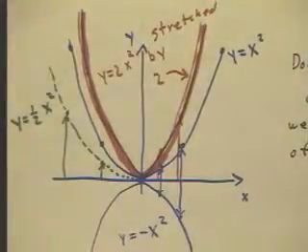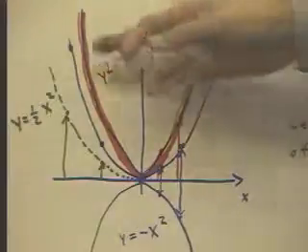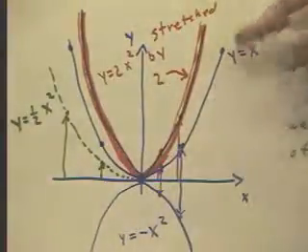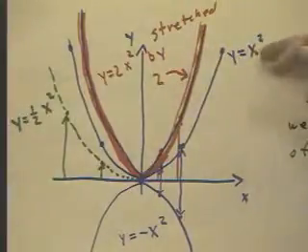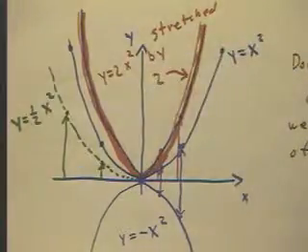I said before that our basic functions give us entire families of functions. We're going to begin to see how that works. If we start with our basic y equals x squared function, as we've seen, we could stretch that function by a factor of 2 to get the y equals 2x squared function.